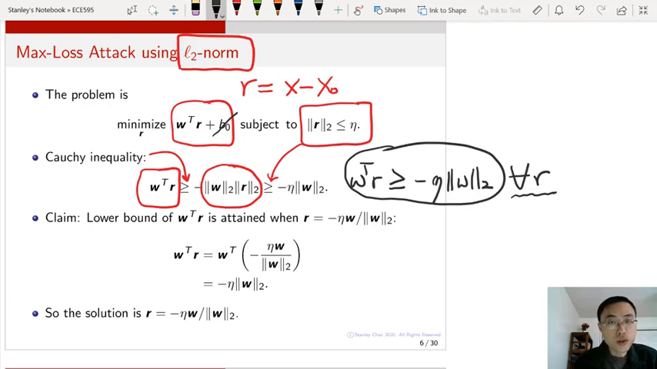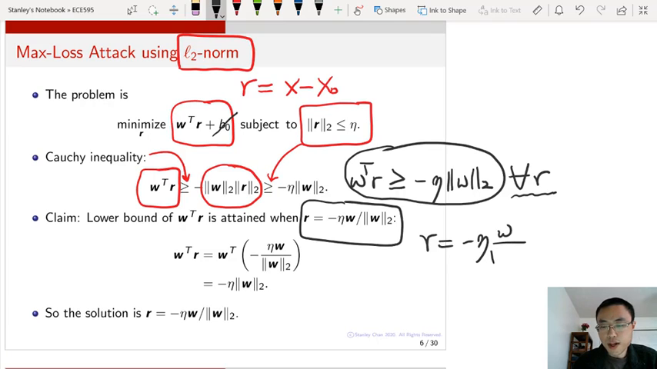Therefore, what I need to do now is to find a particular r that can turn this inequality into an equality. If I can do that, then I will have found the minimizer, because the minimizer will be the one that attains this lower bound. So what would be the candidate r? I am considering r equal to minus eta times w divided by the 2-norm of w. I'm going to substitute this r into here and see if I can reach the lower bound.